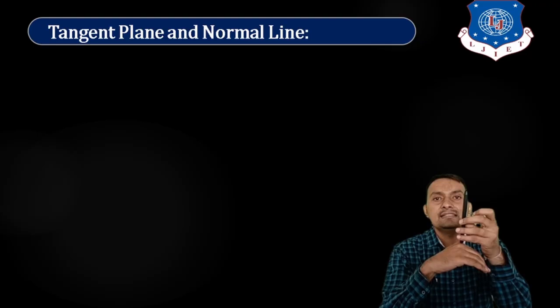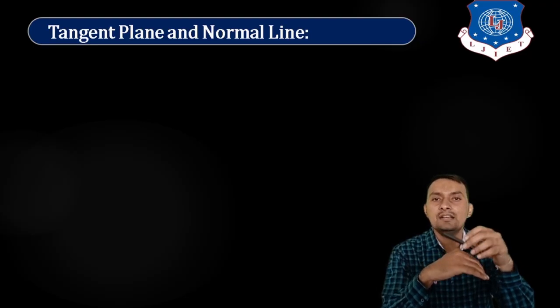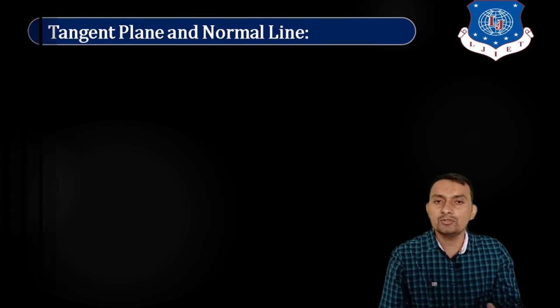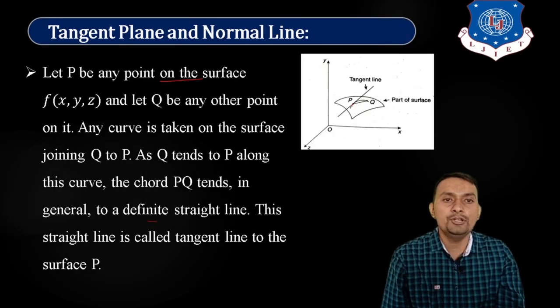Now the question arises: how can we find the tangent plane and normal line? That is what we are going to learn. So here let P be any point on the surface. So this is our surface f of x, y, z. P is a point and Q is another point. When I join P and Q, it is going to be a chord. But when I take Q tends to P, it becomes a line, and that line is known as the tangent line.